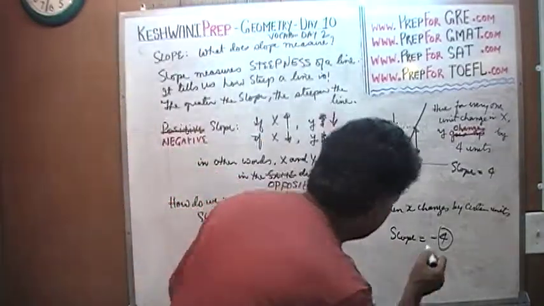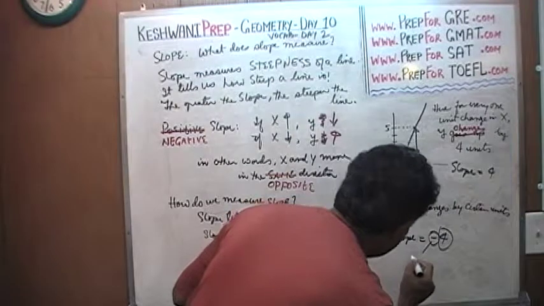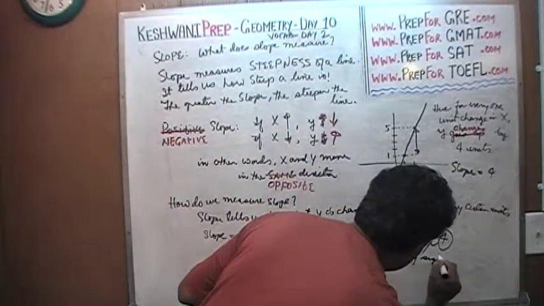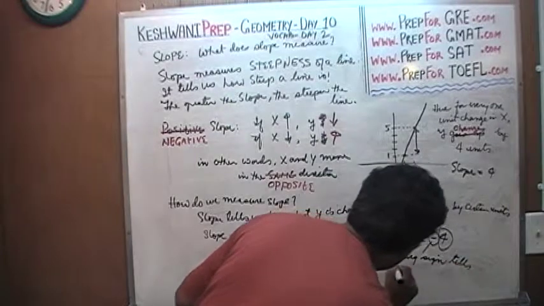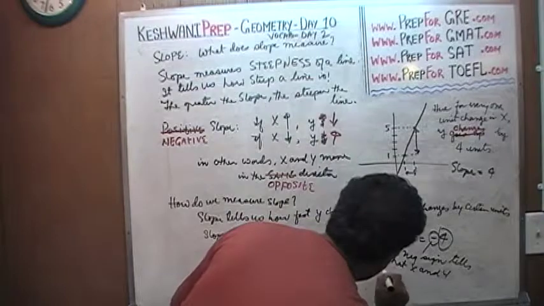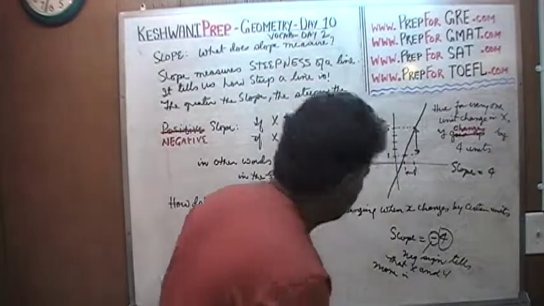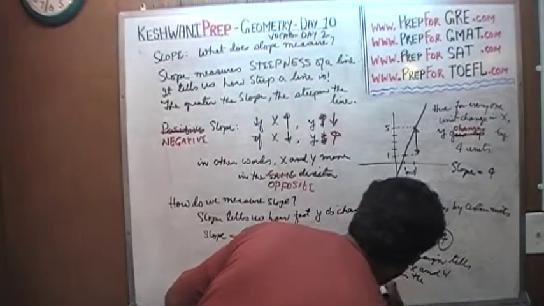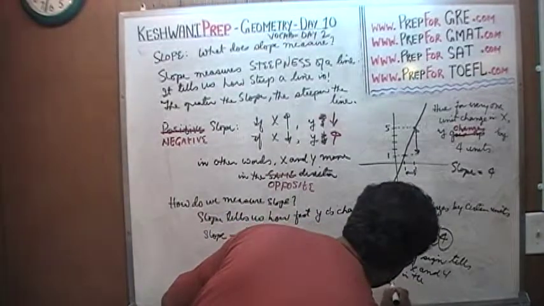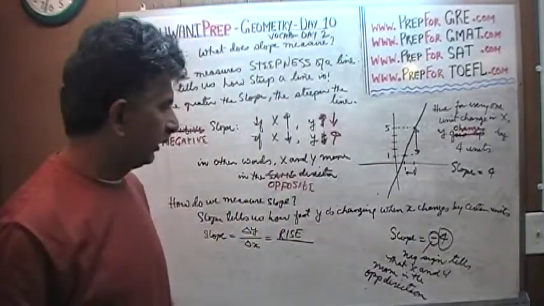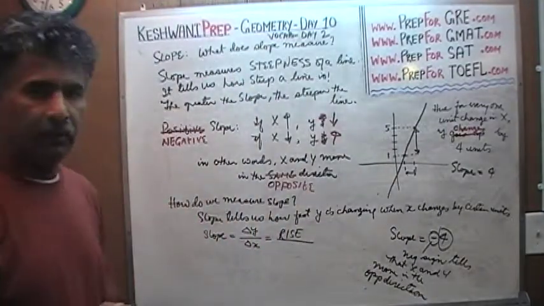The negative sign tells us that x and y move in the opposite directions. I don't know if you can read that low, but that's what it is.